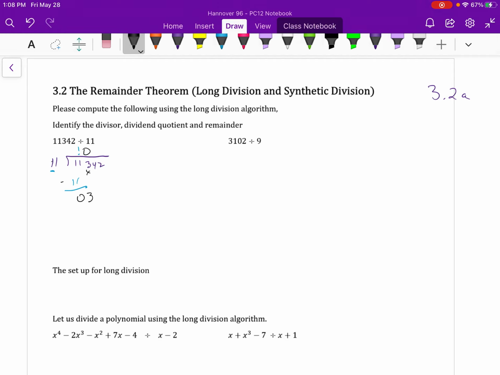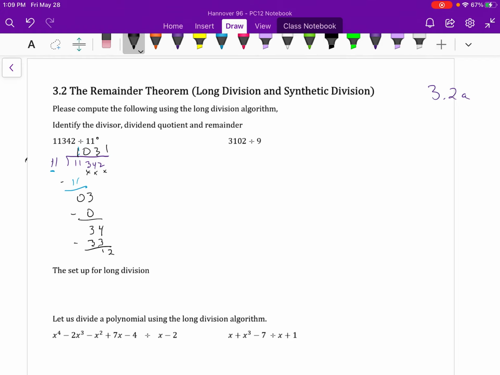11 goes into 3 0 times. 0 times 11 is 0. Subtract it, I have 3. I carry down the 4. 11 goes into 34 3 times. Now 3 times 11 is 33. And the difference is 1. I carry the 2 down.